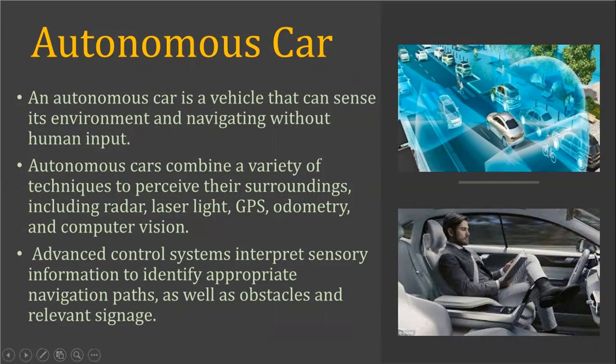I'm sure you all must have seen quite a lot on it. We're all waiting for it. Hopefully, it should be here within the next 5 to 6 years. An autonomous car, that is a car that will drive on its own. It will navigate without human input. It will combine different techniques like laser, GPS, odometry, computer vision, and it will be able to navigate through our traffic. That would be great.